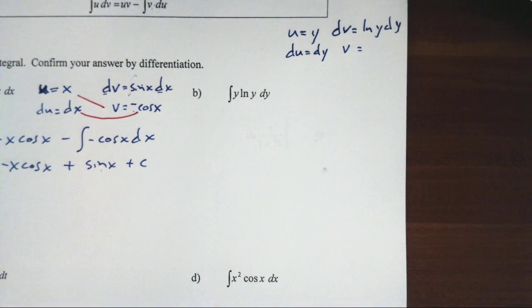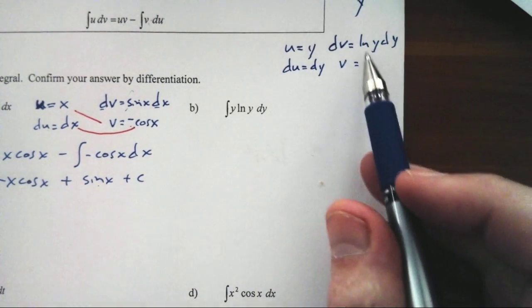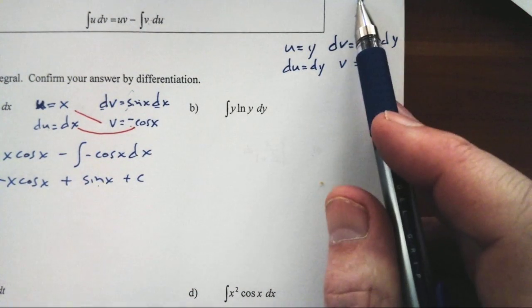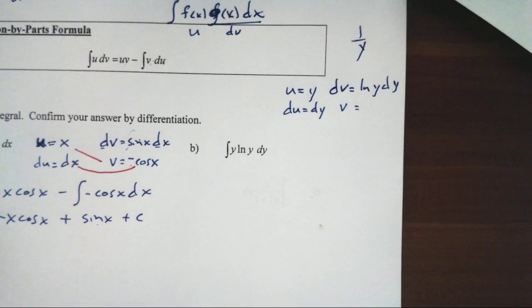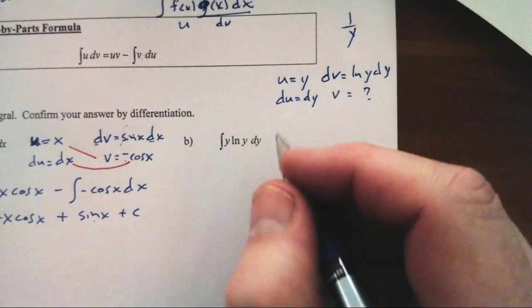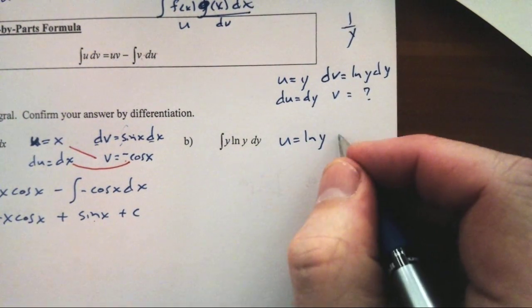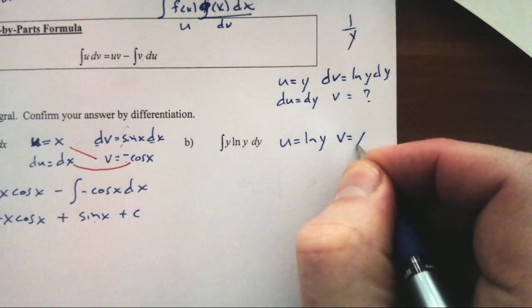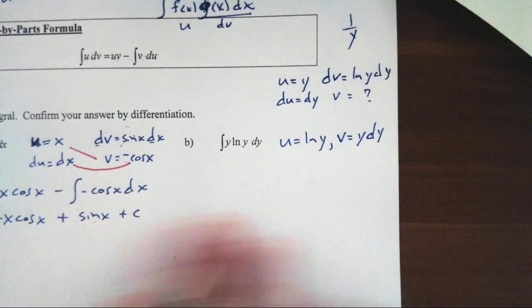There's nothing I take the derivative of that gives me ln, and you might say, well, what about 1 on y? No, ln y's derivative is 1 on y. 1 on y's derivative is not ln y. So I don't know. Therefore, I would erase and say, okay, I'm going to try u is ln y and let dv be y dy. So hopefully I'd be alert to that at the beginning.